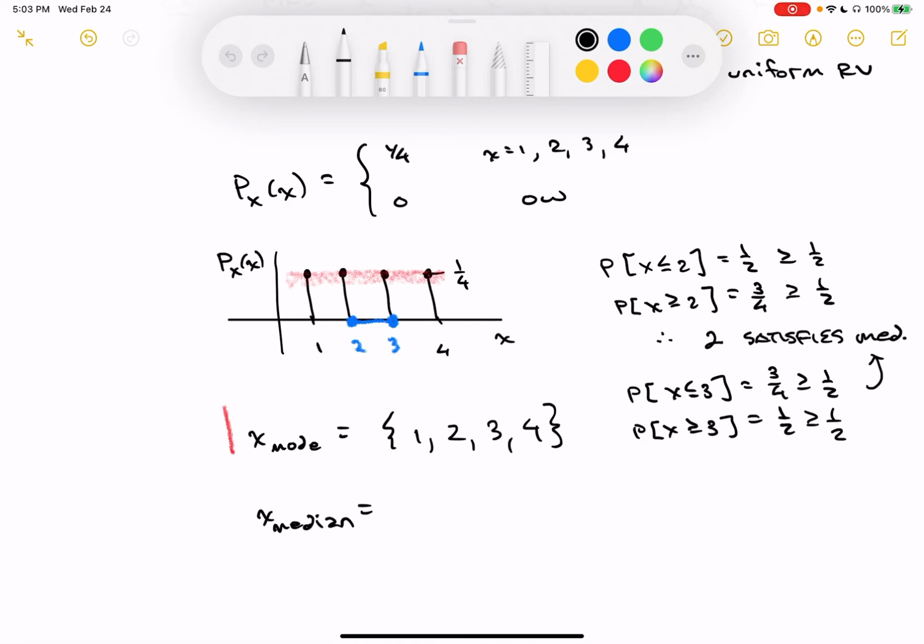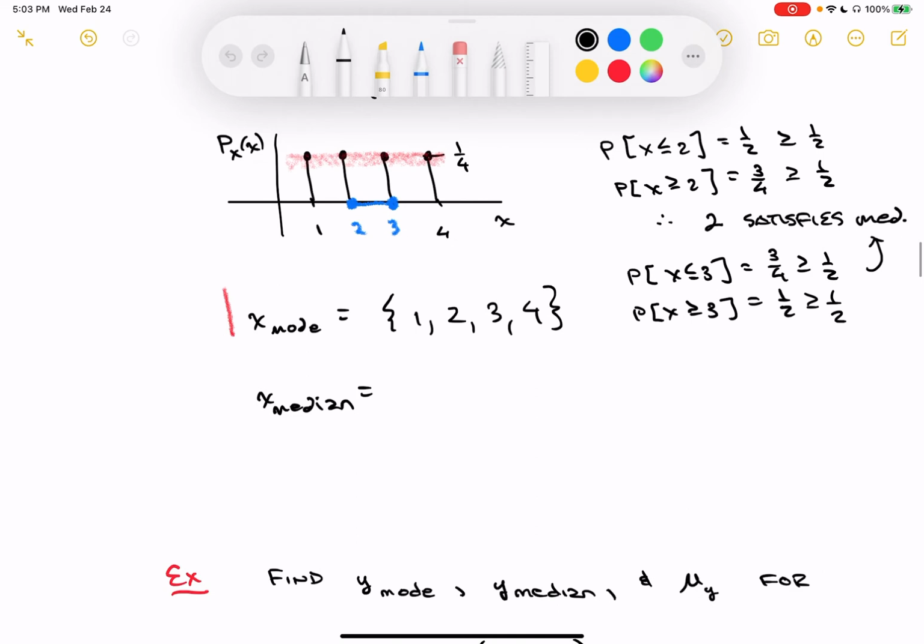If I ask what's the probability that X is less than 2.5, that would be equal to half. What is it greater than? It's also equal to a half. Any value in that interval works. So my median value here is all values X such that X is between 2 and 3 inclusive. So again, this does not give a unique value for this particular distribution.